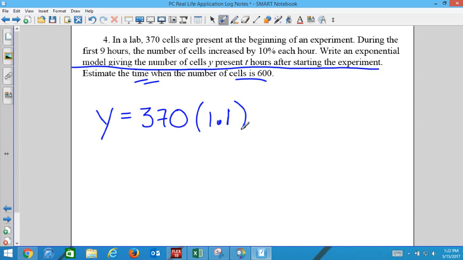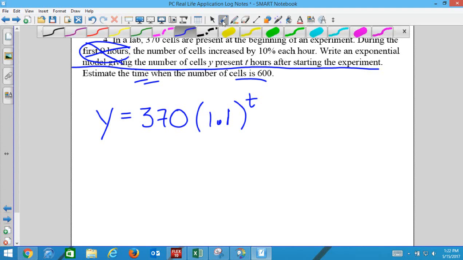But we're on the time. So this says write an exponential model for y cells and t hours. That's telling us that it's not 9, it's telling us for any t. So it's just t. So the 9 is kind of a distractor in there that everybody wants to put 9 for that spot. It's telling you this is what the pattern was for the first 9 hours. Now write it for everything. So this is the first answer.